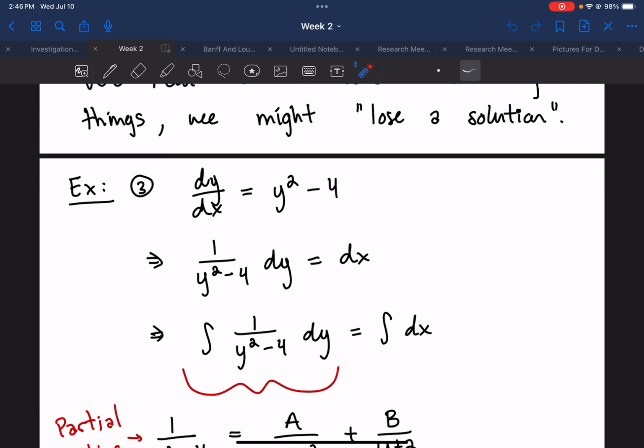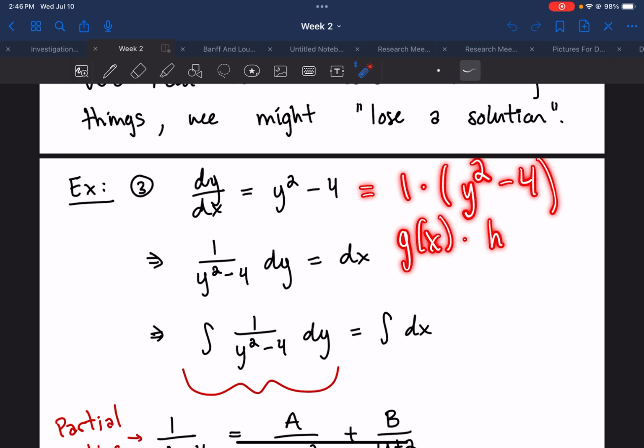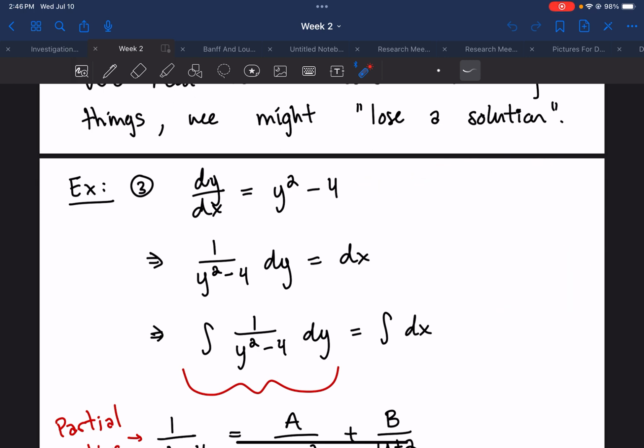dy/dx equals y squared minus 4. Again, this is 1 times y squared minus 4, which is g of x times h of y. This is separable. So what am I going to do? I'm going to move all the y terms across, and I'm going to move the dx term across. So I get 1 over y squared minus 4 dy equals dx.